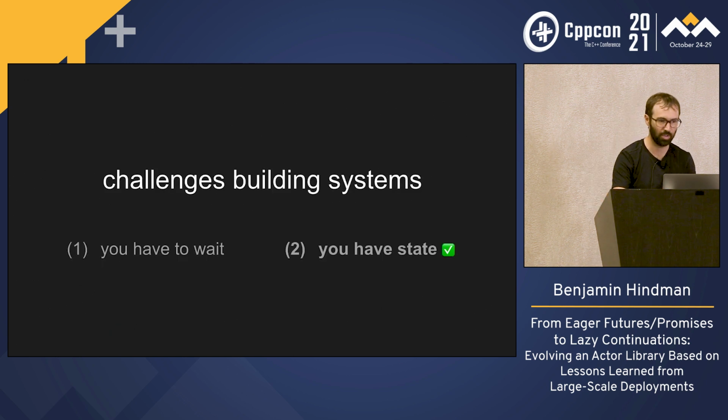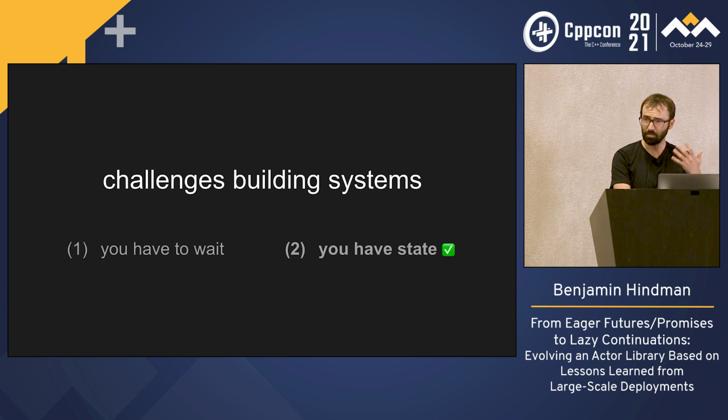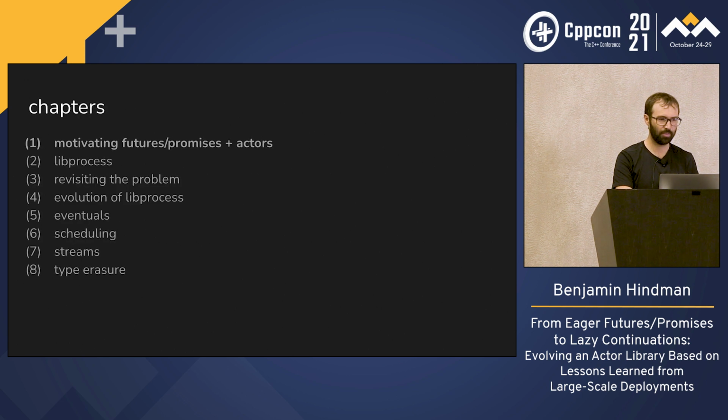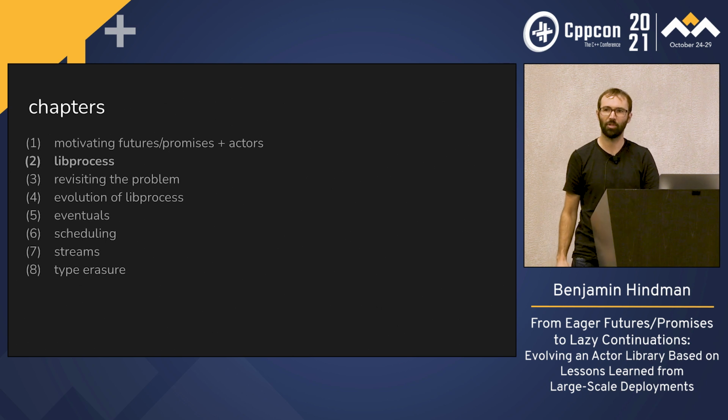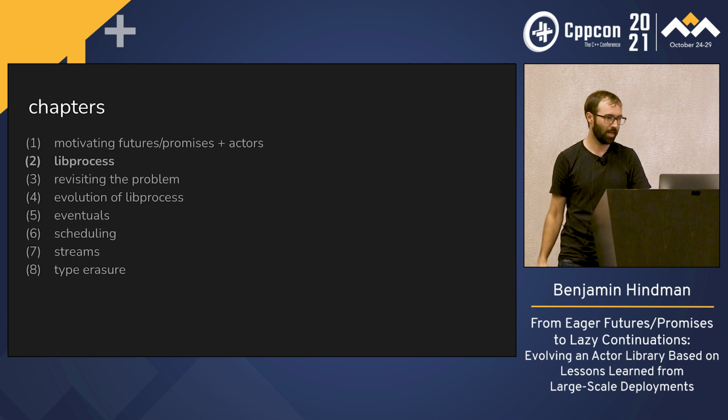So that for us was our two big challenges. You have to wait and you have state, and we feel pretty good. We use things like futures and promises and actors, okay? All right, so now I want to transition into the next chapter, which is talking about the library that we built that actually implements these things.